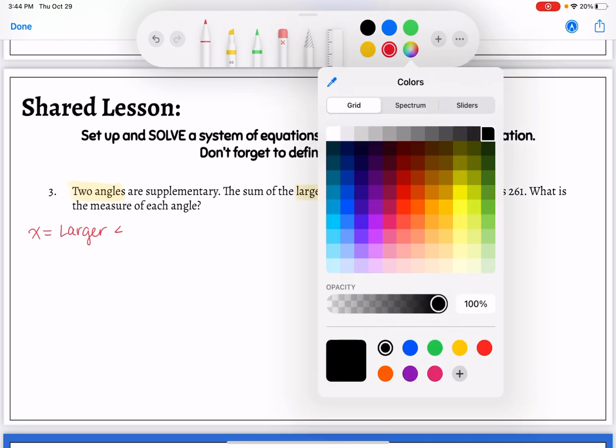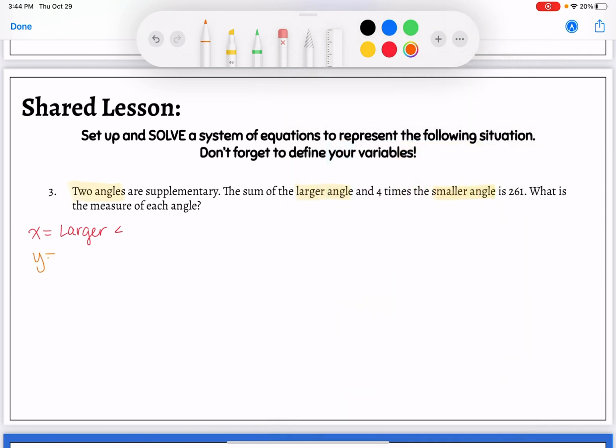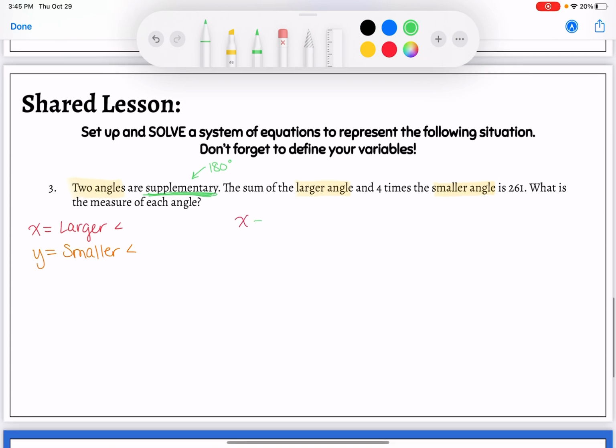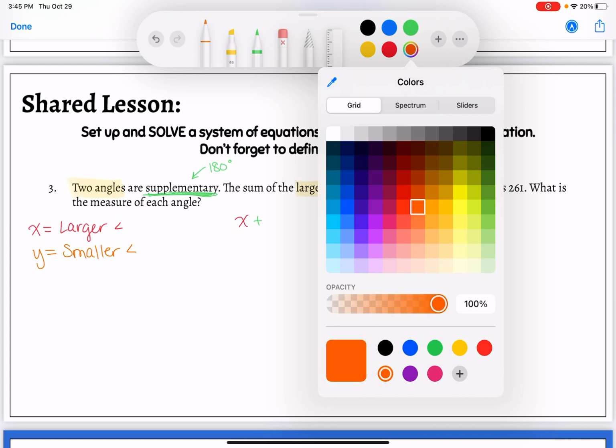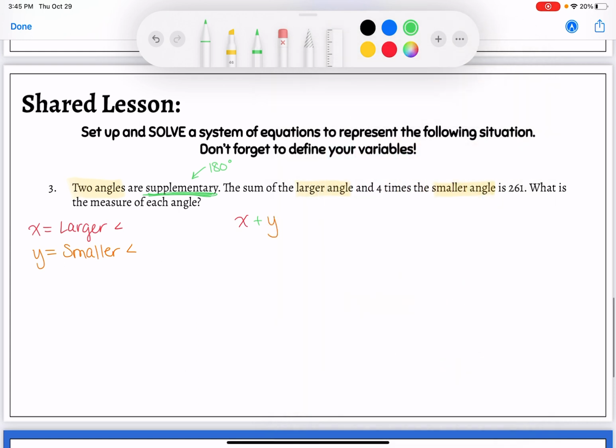All right, x equals the larger angle, y equals the smaller angle. All right, and it says that these 2 angles are supplementary. So remember that supplementary means that they add up to 180 degrees. So the larger angle plus the smaller angle equals 180 degrees.